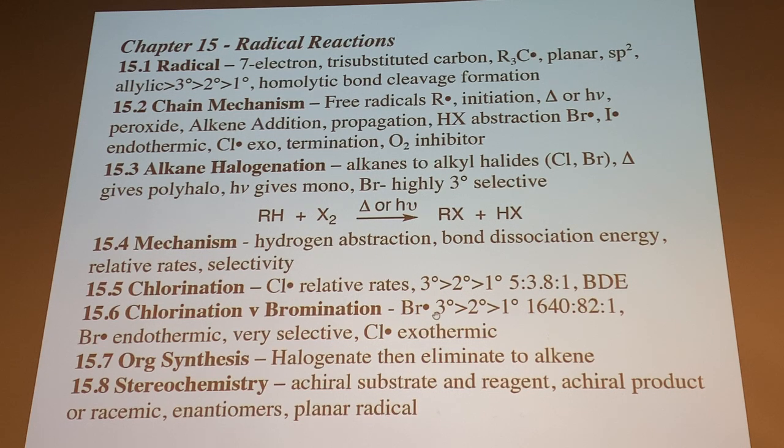Bromine turns out to be more useful synthetically in a lot of ways. Chlorine's cheaper, and if you can separate them out, that's okay. We'll look at the selectivity. So there's quite a bit to talk about here for this industrially important reaction, halogenation of alkanes. And we'll relate it to synthesis.